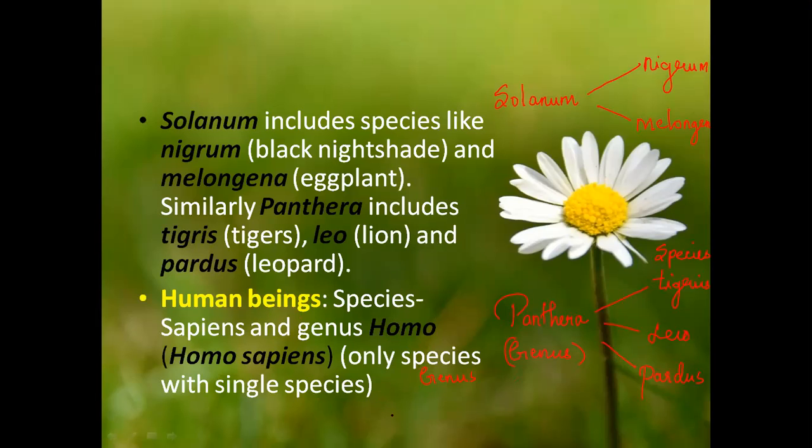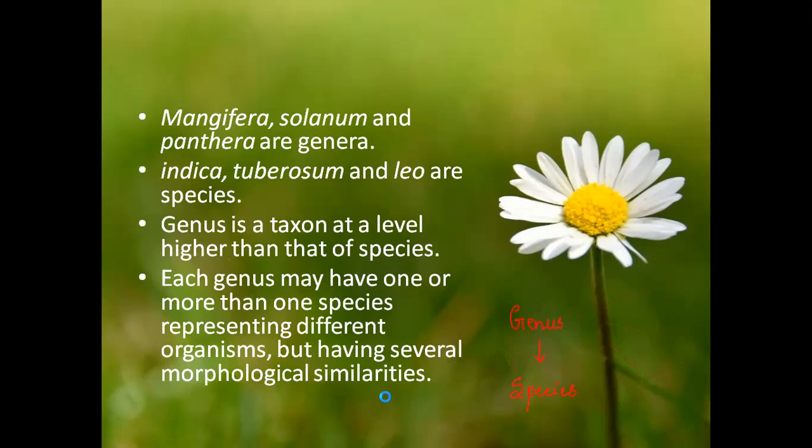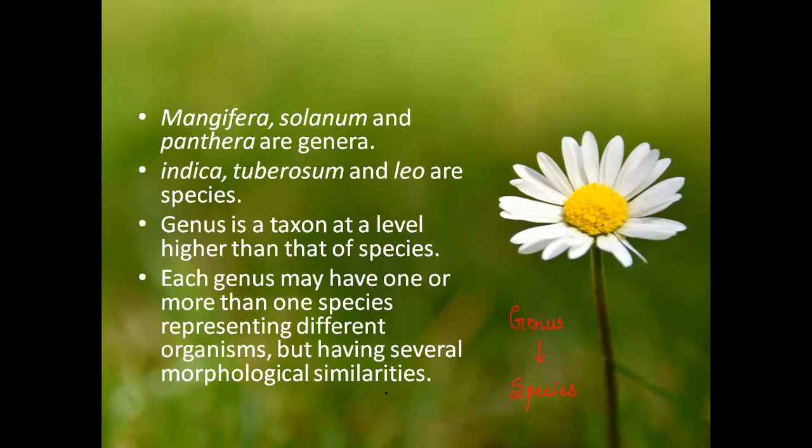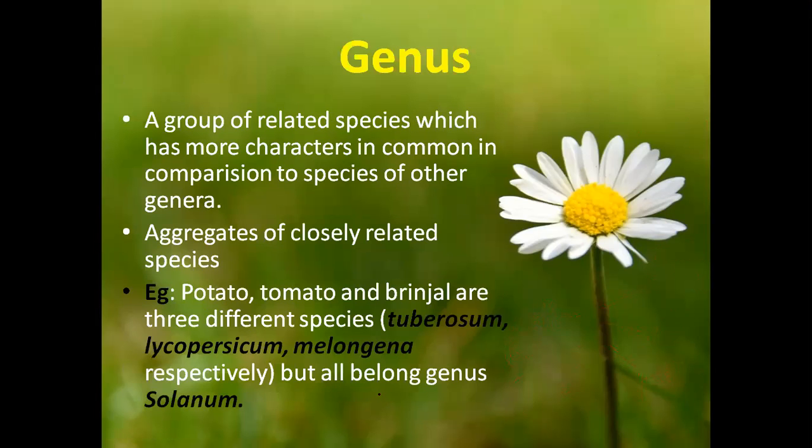So this is about species. Until now we have discussed different examples in species, what a species is, what the definition of species is, and what the characteristics are. Next, coming to genus. We have slightly discussed genus as well in the species, so we'll now see the characteristics of genus.